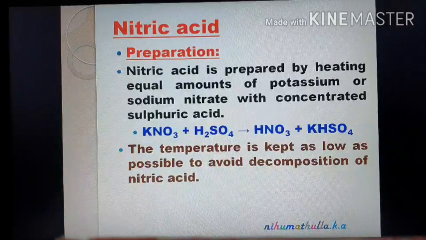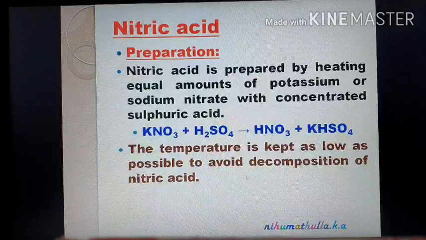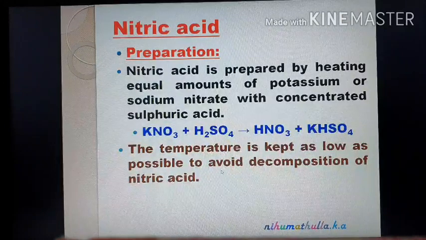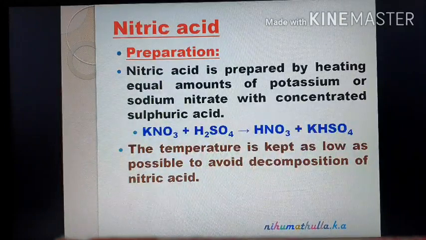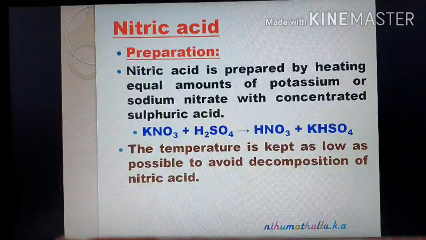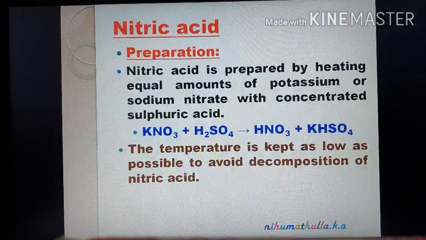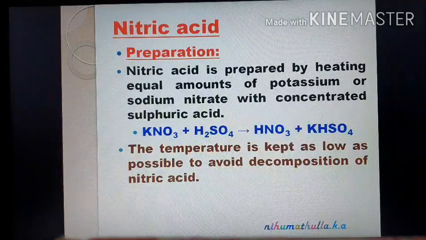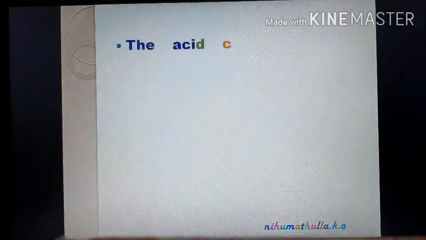The temperature is kept as low as possible to avoid decomposition of nitric acid. So this point is very important. If the temperature is high, nitric acid undergoes decomposition and gives oxides of nitrogen, nitrogen dioxide, H2O and O2. Therefore, in this preparation, the temperature is kept as low as possible to avoid the decomposition of nitric acid.